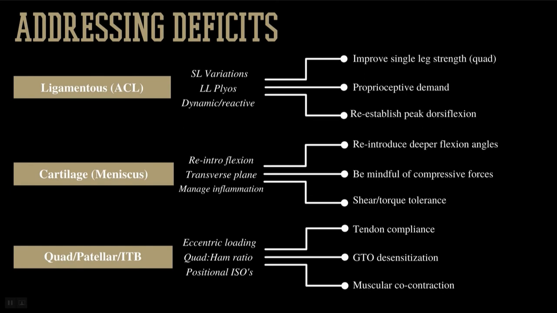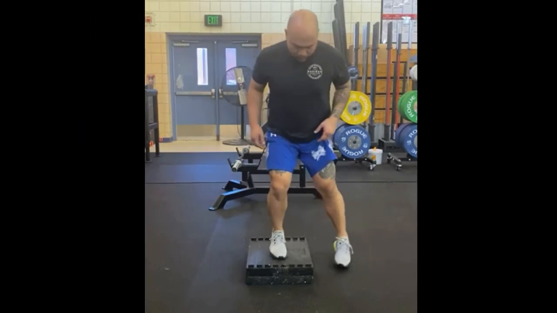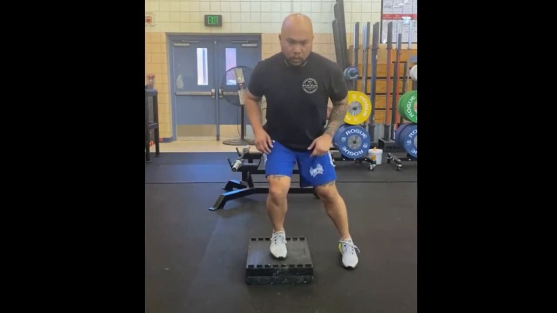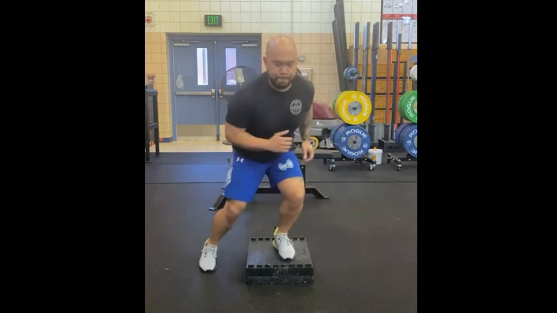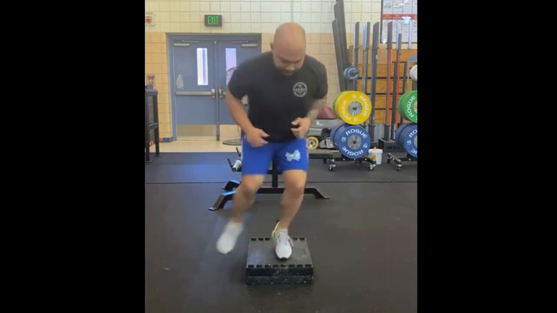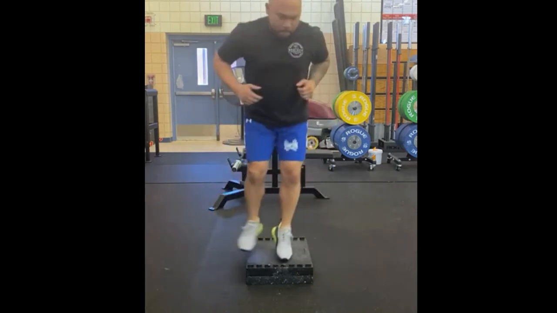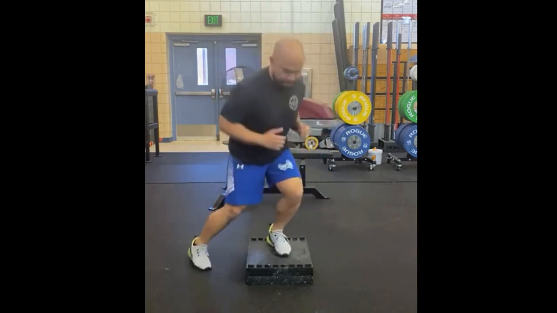All of our itises, all of our syndromes in this context, are just disproportionate forces. So we want to look at our ratios of quad and hamstring strength. We want to look at our positional strength. What is the difference above and below 90 degrees? What is the difference between single leg and bilateral?